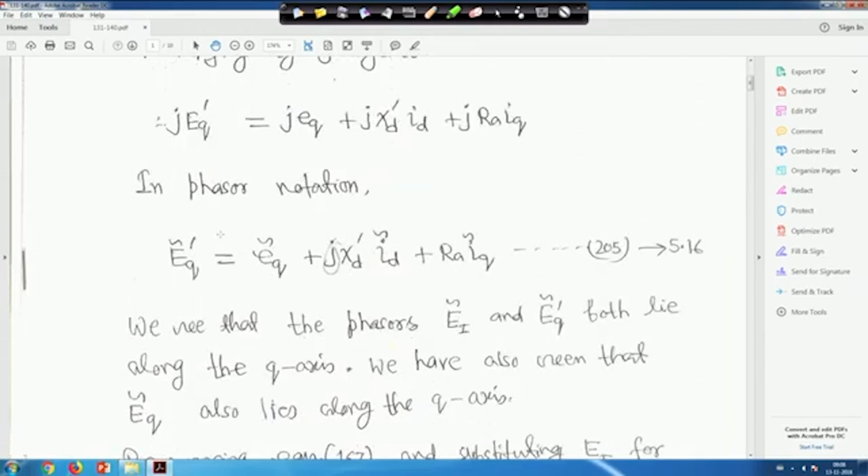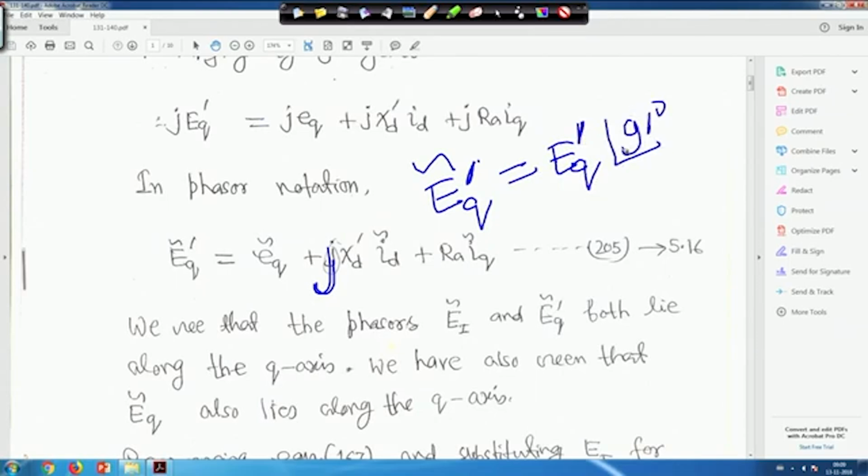So, in phasor notation, from the same philosophy, this j should be there. So, E q dash tilde is equal to small e q tilde plus j x d dash I d plus R A I q tilde. That means E q dash tilde is equal to E q dash at angle 90 degrees, that is j E q dash. Similarly for small e q tilde and I q tilde, and I told you that the q axis is leading, so it will be j x d dash I d tilde.